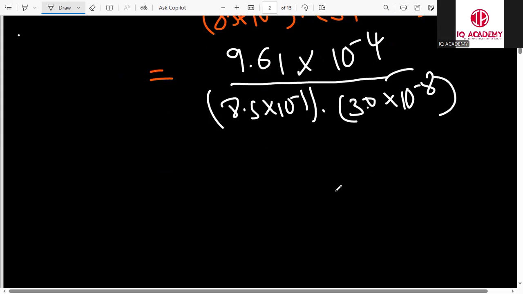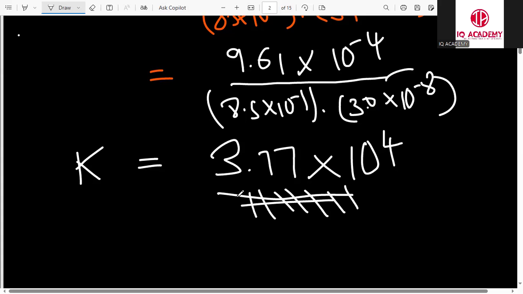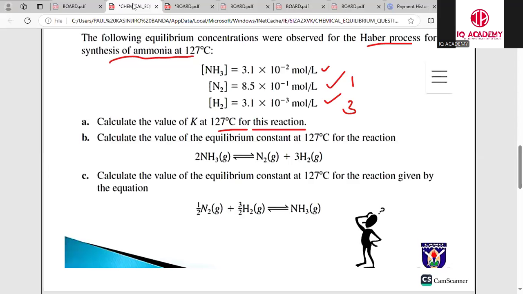And then let me now punch the whole thing into the calculator. When I punch the whole thing, I'm getting approximately 3.77 multiplied by 10 to the power 4. Yes, I'm getting this as my equilibrium constant. So this is what I'm getting. It means we've answered the first question here, which is calculate this.